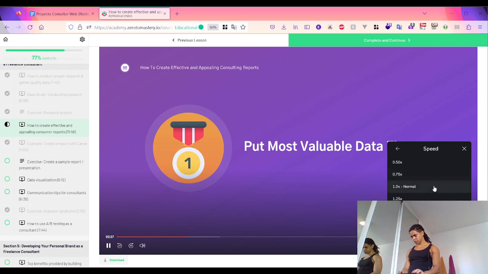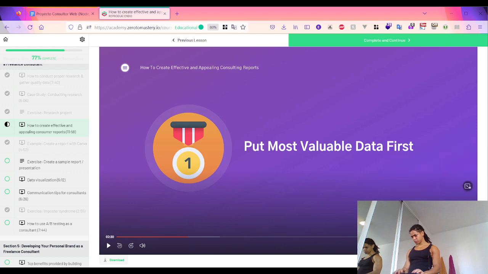You need to lay the groundwork first, present the most valuable data. Nobody wants to sit through an entire presentation just to get to the final page, which actually has all of the good stuff on it.